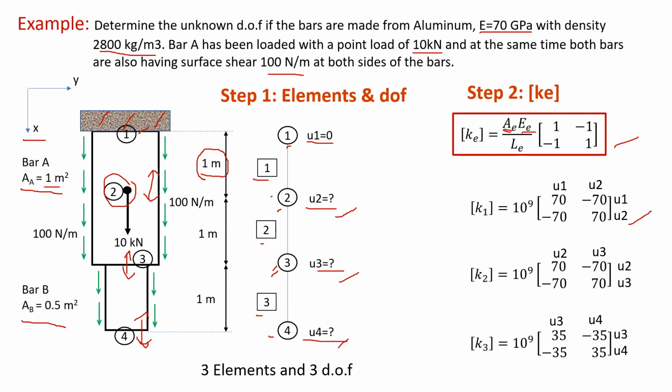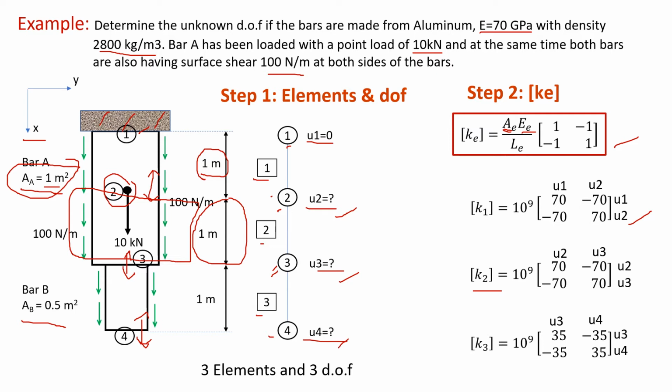The same thing for element 2, where A is 1 meter square. It's coming from this bar, still the same bar. So A is still 1 meter square, E is constant at 70 gigapascal, and L is 1 meter for element 2.